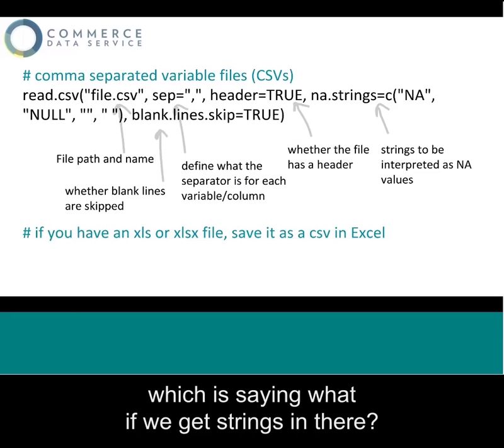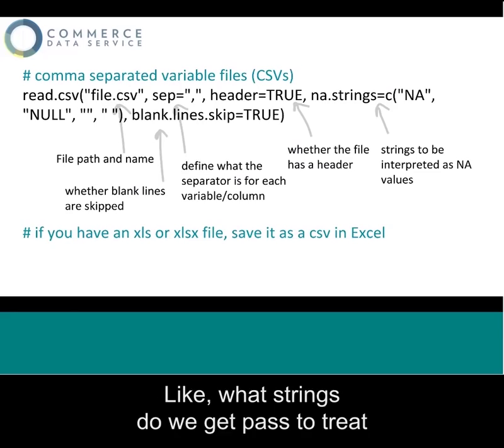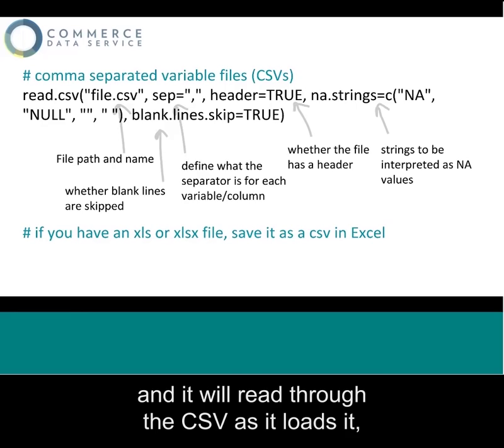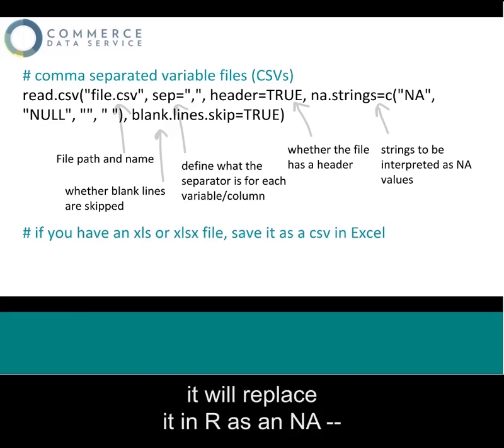The next argument is na.strings, which is saying, what strings do we treat as not a number, as missing? We're passing NA, null, blank, or a space, and it'll read through the CSV as it loads it. Anything that is one of those values, it'll replace in R as an NA. That's missing.